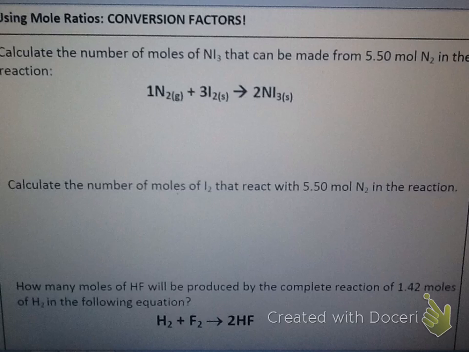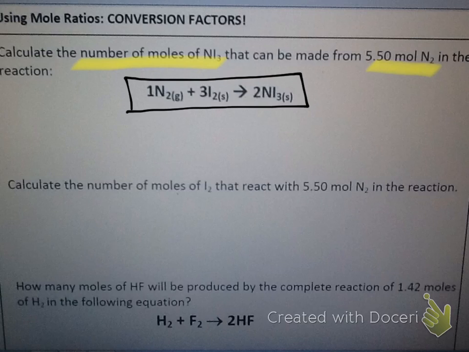Okay, so let's practice, because this is the best way to learn how to use a mole ratio. So just do some problems. Let's practice using mole ratios to convert from one reagent quantity to another. So let's look at the first one. It says calculate the number of moles of nitrogen triiodide that can be made from 5.5 moles of nitrogen in the following reaction. Now, once again, we're given a balanced chemical equation. It's the one we just looked at, actually.